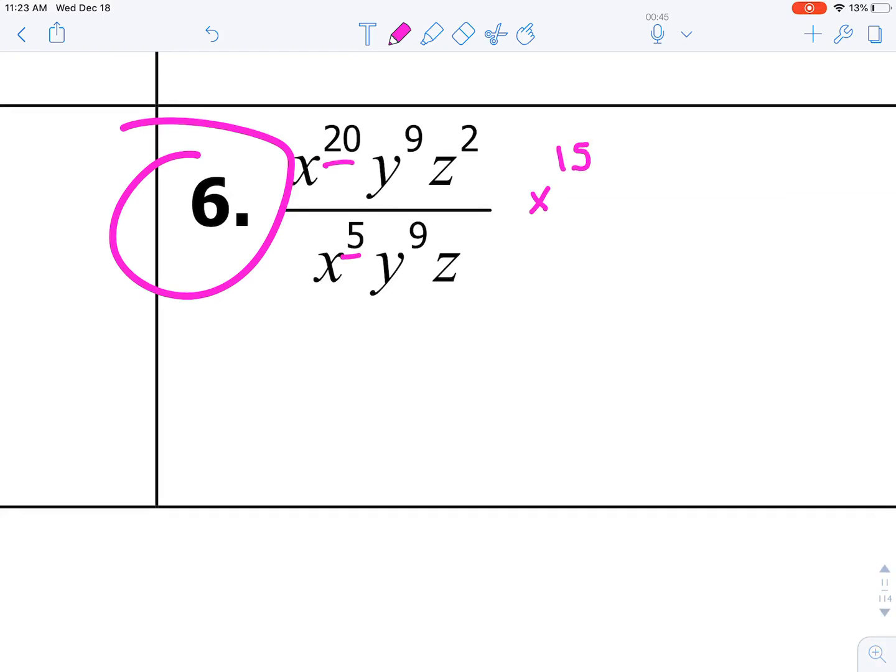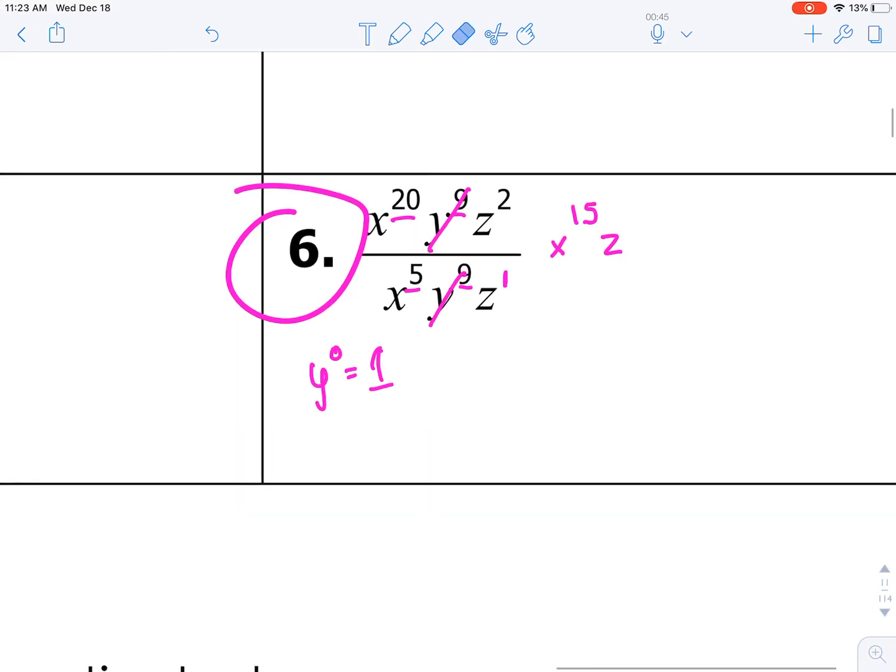So 20 minus 5. 9 minus 9 is 0, okay? Or you can just think of these two just canceling out, but y to the 0, anything in the world to the 0 is 1, so those are just gone. And then there's a 1 here, so 2 minus 1 is 1, and we're left with just z. If you want to write the 1, you can, but you do not have to.